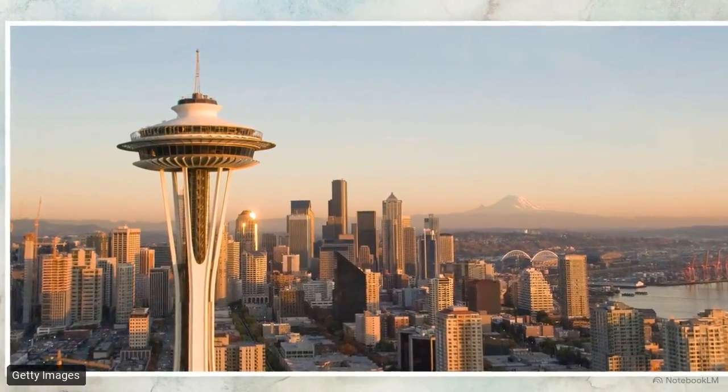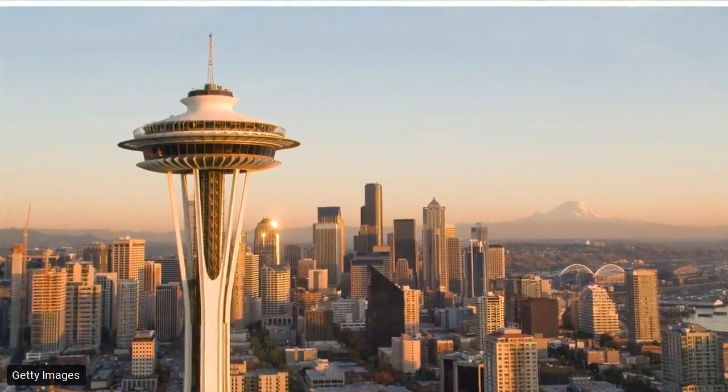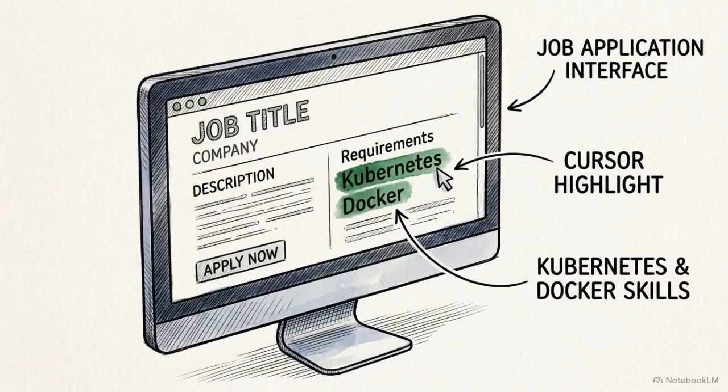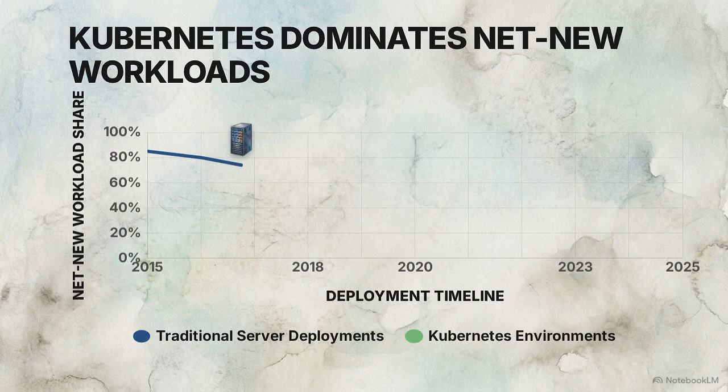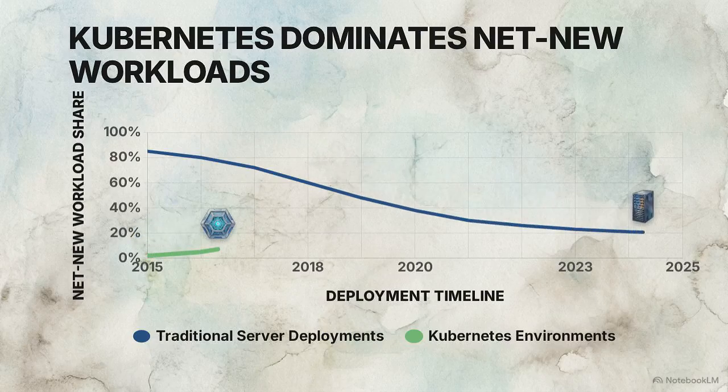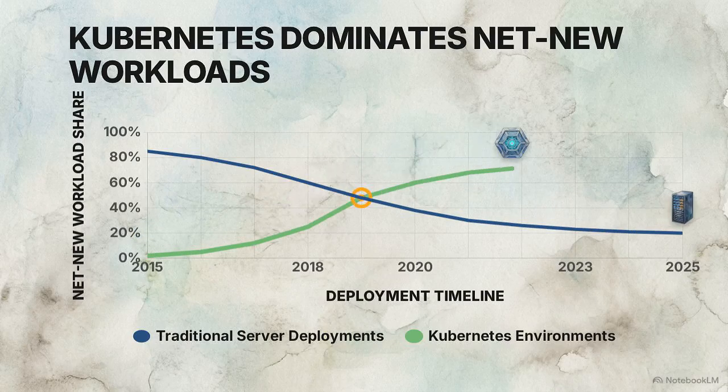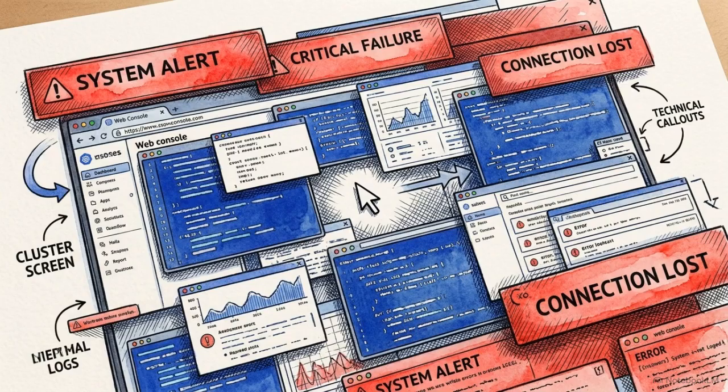In modern tech hubs like Seattle, the job market has moved on. For today's engineers, managing modular, containerized workloads is a baseline requirement for entry. This chart illustrates that shift. Approximately 75% of all net new compute workloads are now deployed using Kubernetes, rather than traditional server models. This scale makes manual configuration, or ClickOps, operationally impossible.